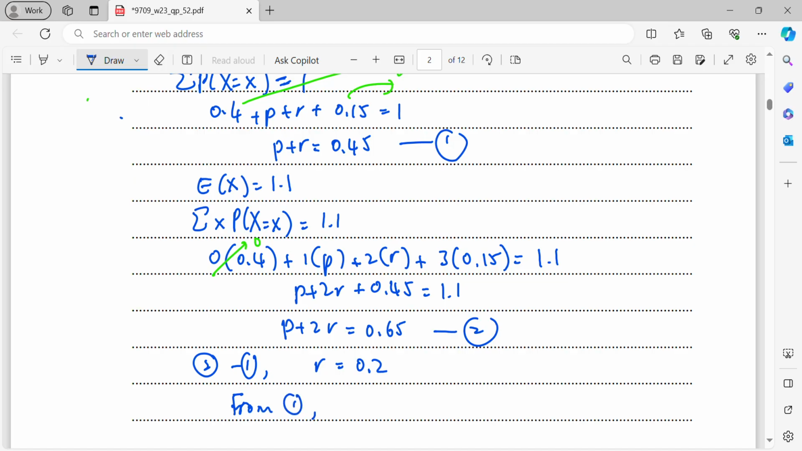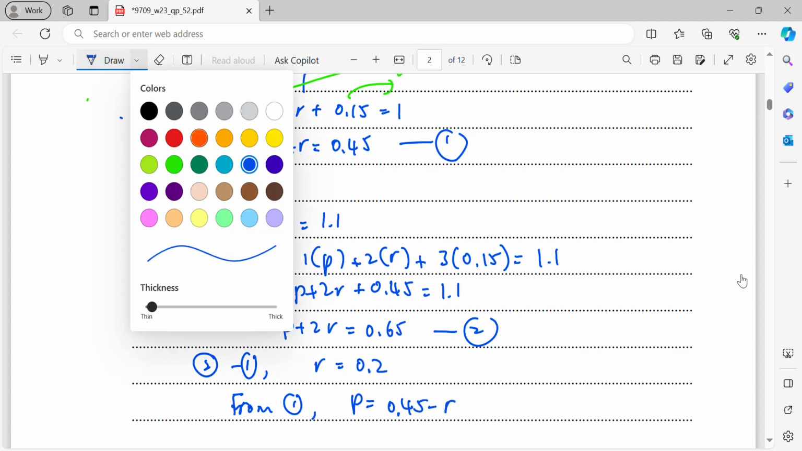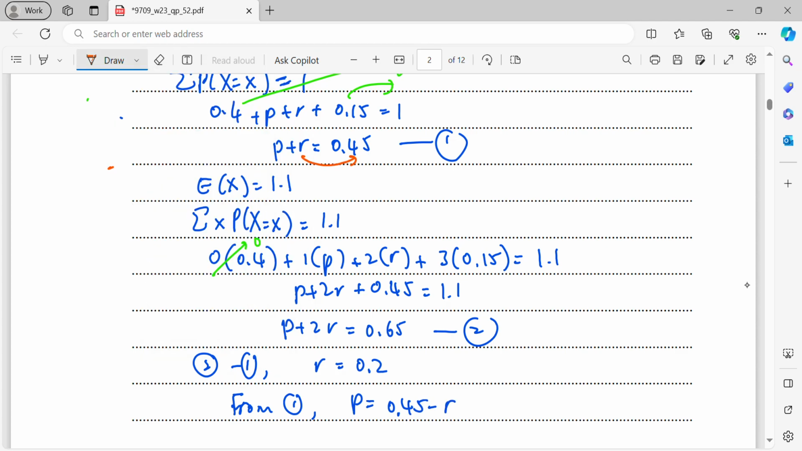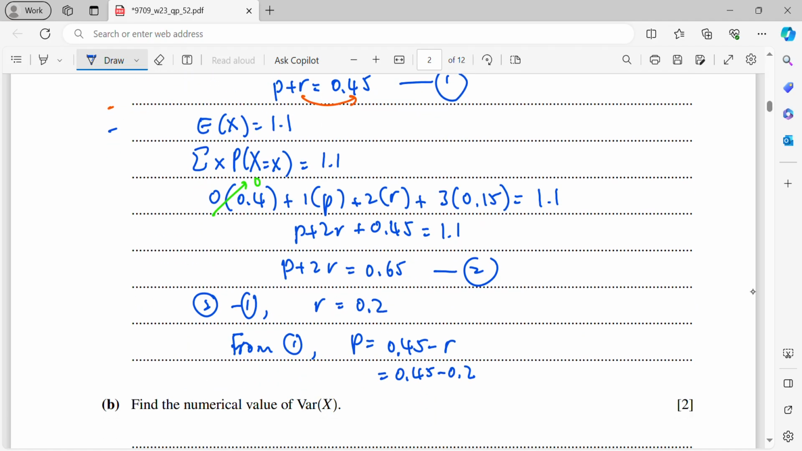From the first equation, P is 0.45 minus R. You can just move the R to the other side, then replace R by 0.2. Then I will get P equals 0.25. So that is my P value.